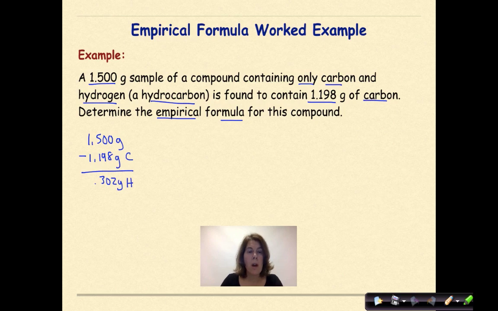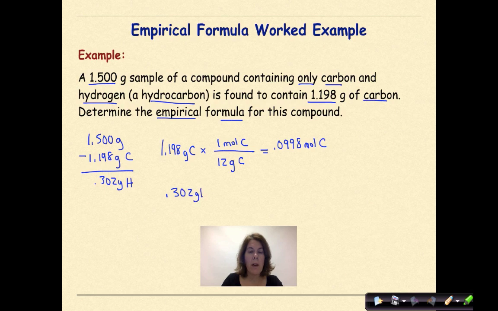into moles. So 1.198 grams of carbon, multiplication sign and a line, 1 mole of carbon on top. Atomic mass of carbon is 12 grams, and we're going to get that value. So when we multiply 1.198 times 1 divided by 12, we get 0.0998 moles of carbon. Let's do the same thing for the hydrogen.